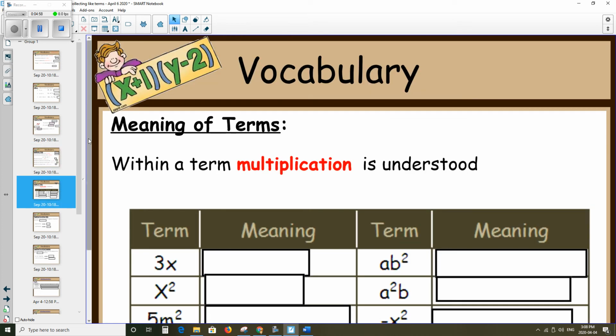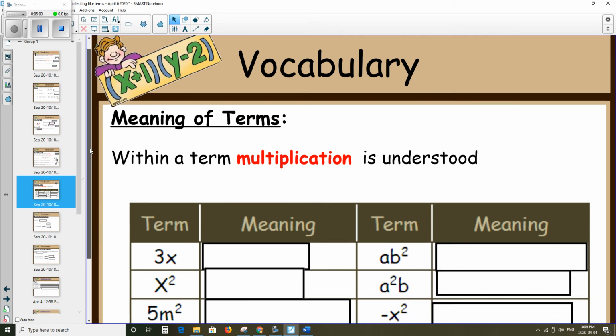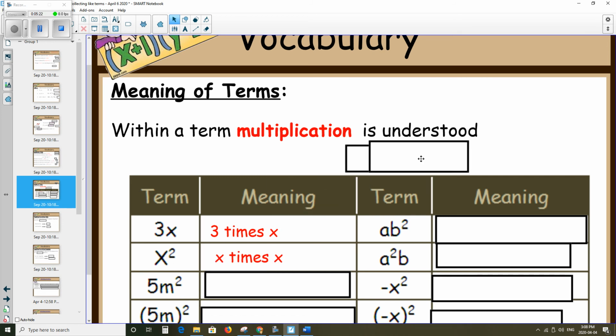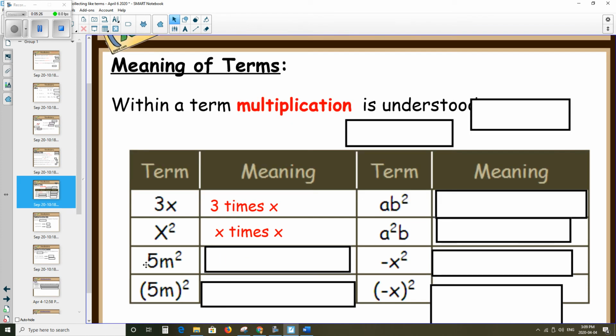Meaning of terms, vocabulary. Within a term, multiplication is understood. Okay, so what that means is the sign between the 3 and the x would be multiplication. So this means 3 multiplied by x, or 3 times x. This x squared means x times x. 5m squared means 5 multiplied by m multiplied by m.